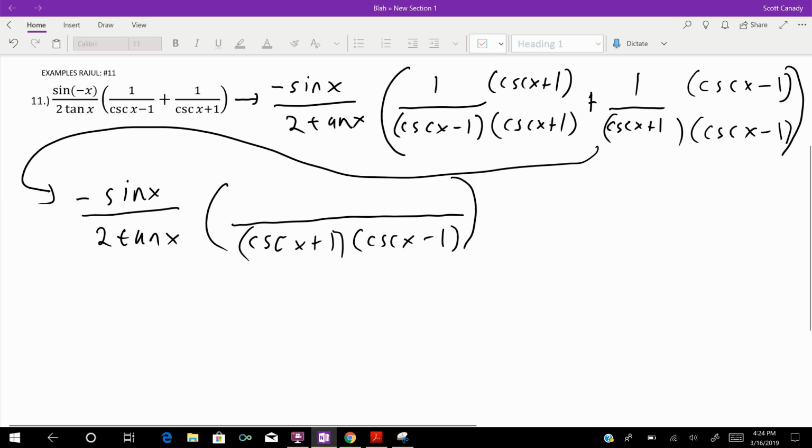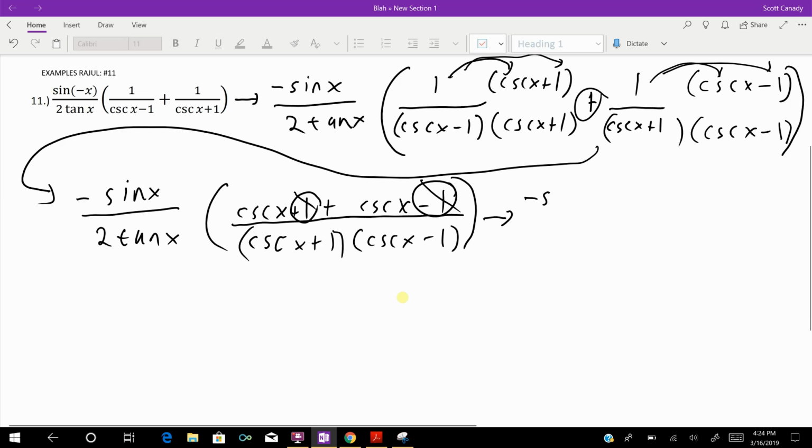And then on the top there, it looks like we've got 1 times this guy plus 1 times that guy right there. So that's going to be cosecant of x plus 1 plus cosecant of x minus 1 over that new denominator. Now we want to simplify that fraction even more because that's going to be a pretty easy fraction to simplify. Let's simplify the top first. We can see that that plus 1 and that minus 1 are going to go away. And we've got cosecant of x plus cosecant of x, which is 2 cosecant of x. So we have to write that left part down first. It's negative sine of x over 2 tangent of x. And then on the inside here, we've now got 2 cosecant of x.